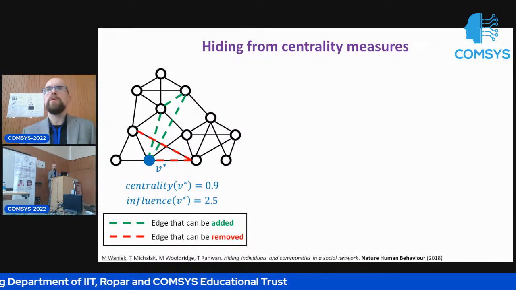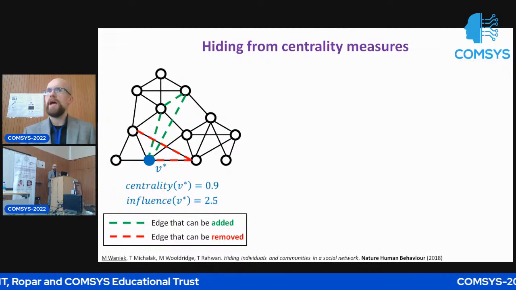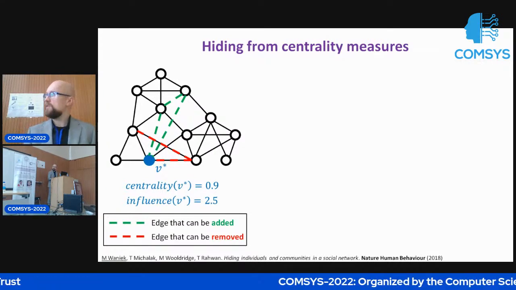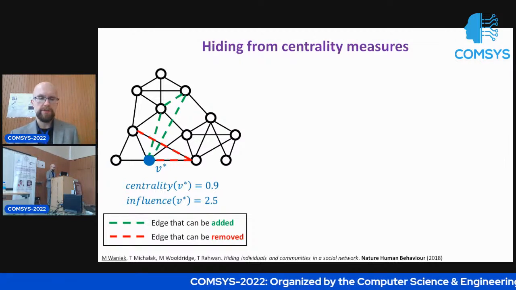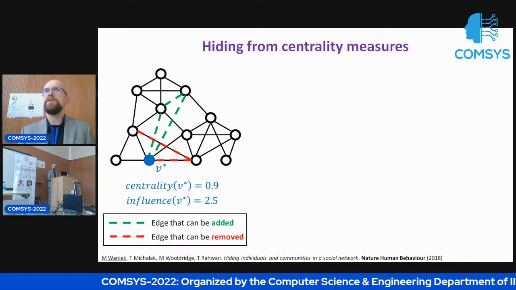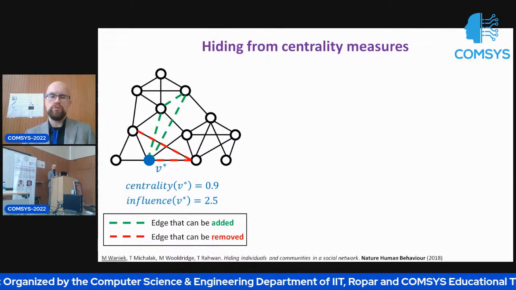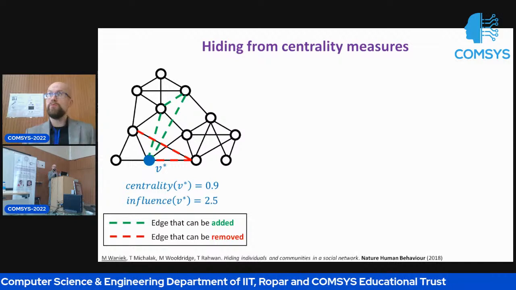What we'll do is allow the evader to add or remove some edges to and from the network. In green, we have edges that can be added. In red, we have some edges that can be removed. And we assume that the evader has some budget, some number of edges that they are allowed to modify in this network to improve their situation.